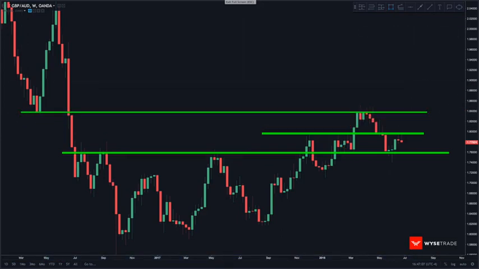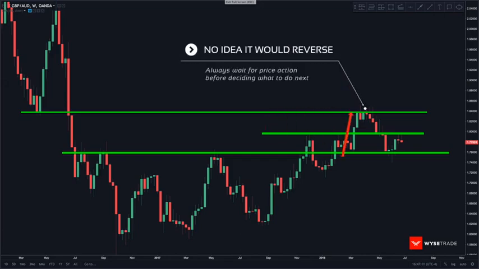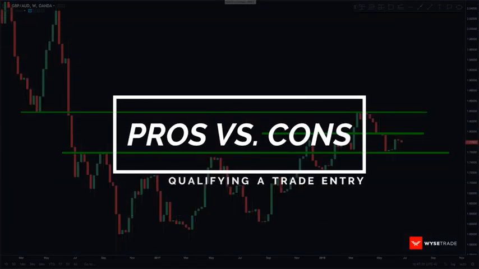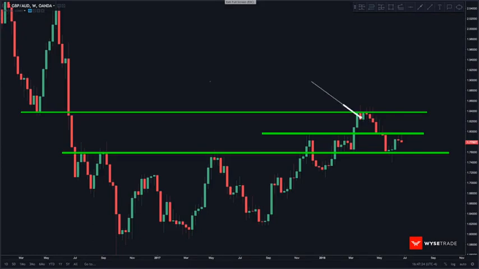So as a reminder, when price comes up to these levels, we had no idea whether it would bounce or not. We waited for price action to present itself. You wait for the market to show its hand. Again, we want to weigh the pros against the cons. What we have as pros is that the candles are shrinking as they approach this level.